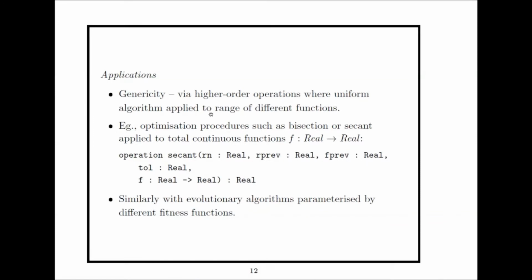Functions are very useful. Function types can be used to deal with genericity, to have higher order operations where we can have a parameter which can be itself a function, so that our higher order operation can apply to a whole range of different functions. And for example, an optimization procedure like a secant which searches for a root of a given function and it's generic in terms of that function. You can supply any real-to-real function to that optimization procedure, and likewise with evolutionary algorithms.